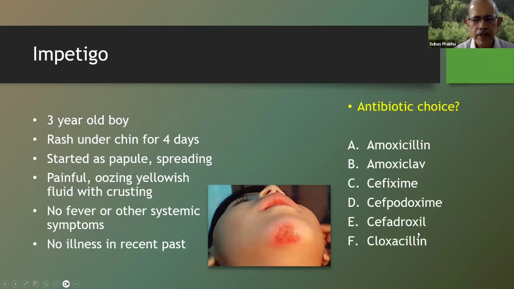So now the next question. What should be our choice of antibiotic? I'm listing 5 now here: amoxicillin, amoxiclav, and of course we have our cephalosporins there: cefixime, cefpodoxime, cefadroxil, 3 choices, and we also have cloxacillin. So I'm going to wait again, and you're going to tell me, or at least you're going to think or write down in the chat box, what is your choice of antibiotic?